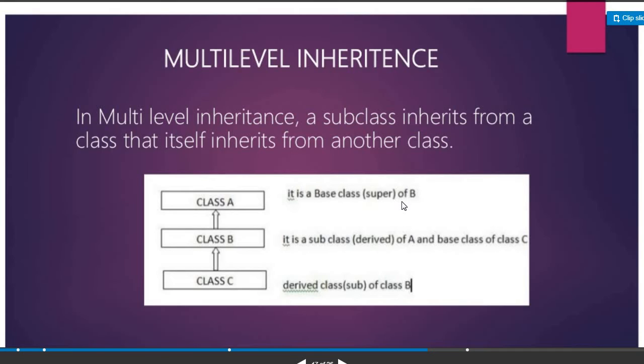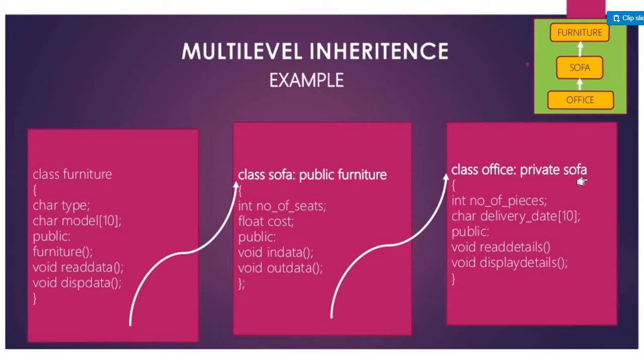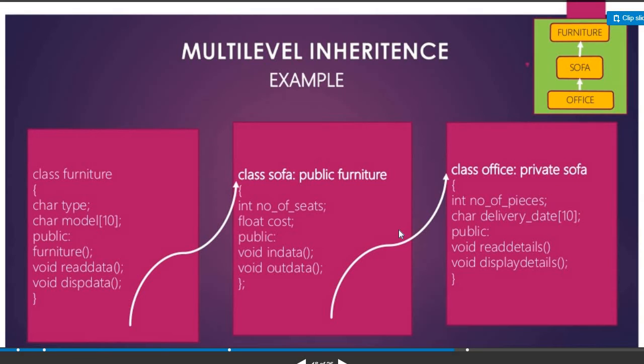Now, similarly, multi-level inheritance. You can see furniture is a base class. These are the members, and sofa is publicly inherited from furniture, and office is privately inherited from sofa. So this is multi-level inheritance. Finally, we have office inherited from sofa, and again sofa is inherited from furniture.